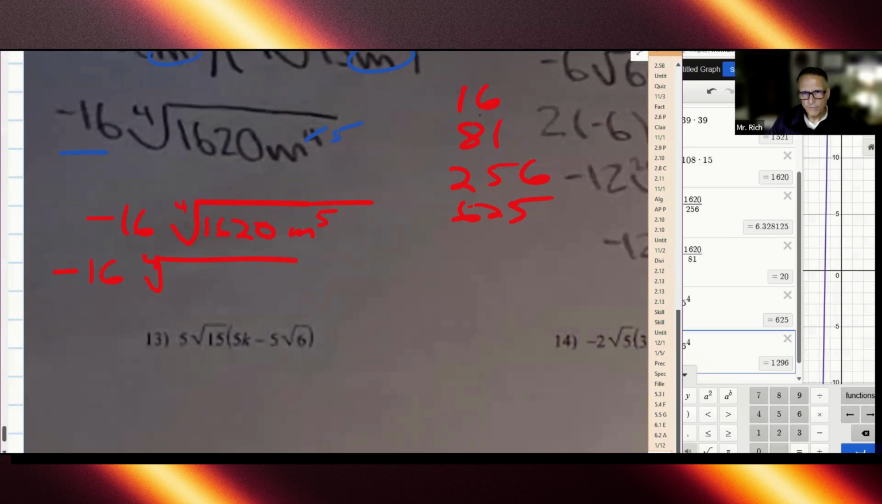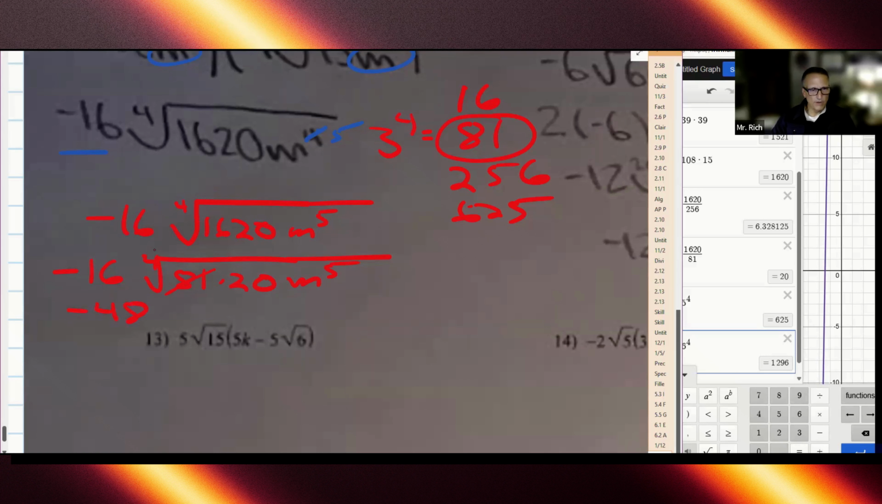dividing it by one of the perfect fourth roots, 81. We got 81 times 20, and then to the fifth. Well, the 81 is going to come out as its perfect fourth root. The fourth root of 81, because I said over here, 3 to the fourth is 81. 81 comes out as a 3, and it gets multiplied by that negative 16, making it negative 48.